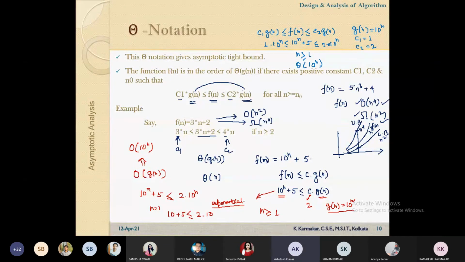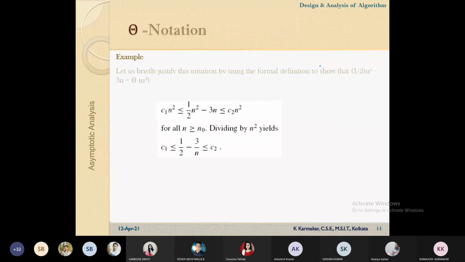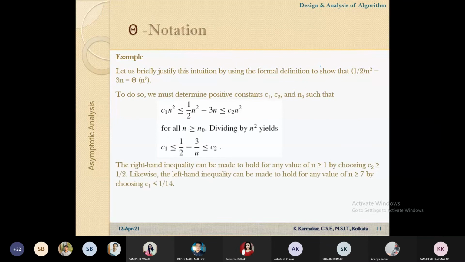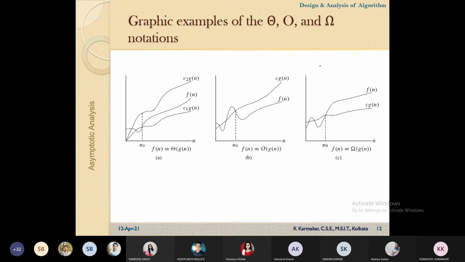Okay, so this is the technique by which we can represent different types of complexities. Big theta, big omega, and these things are represented in this way. These are some other examples for which we can calculate this complexity.